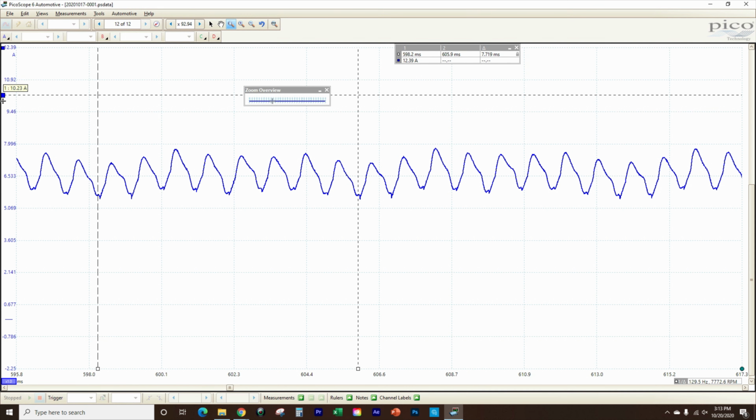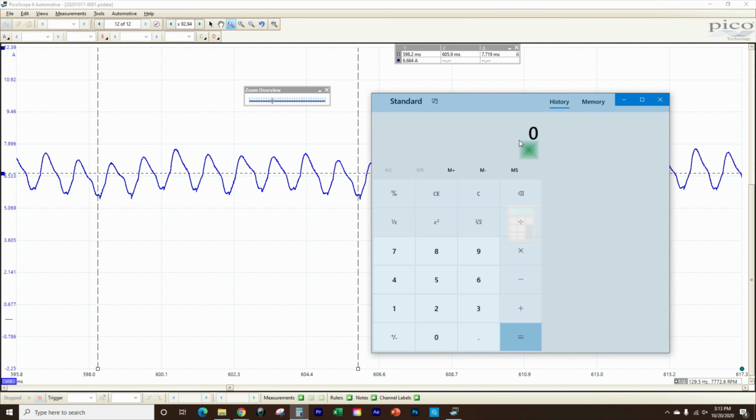Also, I want to know what my amperage was. So I'm going to pull my cursor down and put this line, just kind of center it through that waveform. And I'm going to see that I'm pulling about 6.7 amps. So about 7 amps, perfectly normal. No worries there. 7.7 milliseconds.